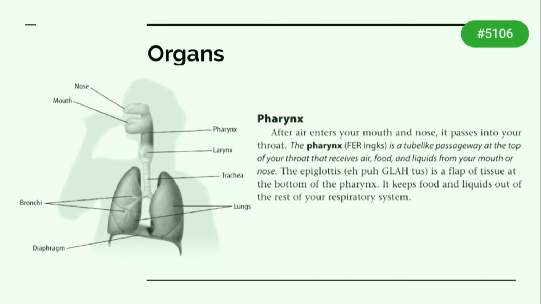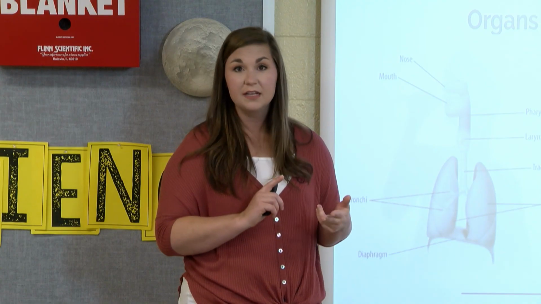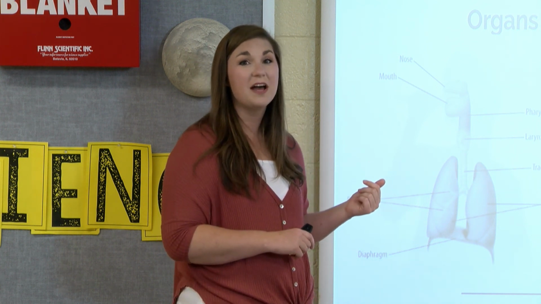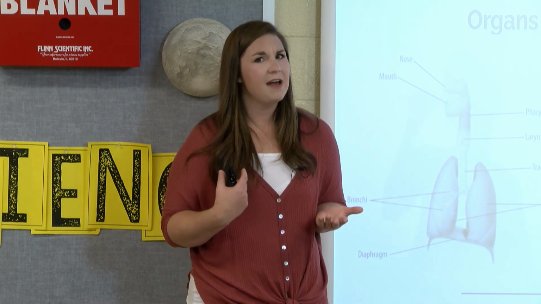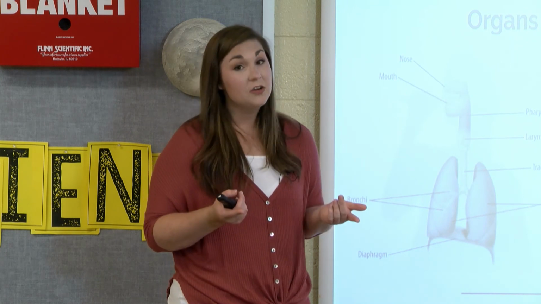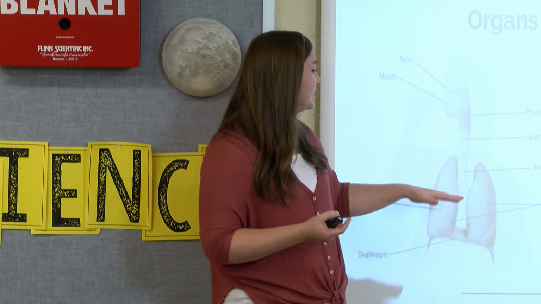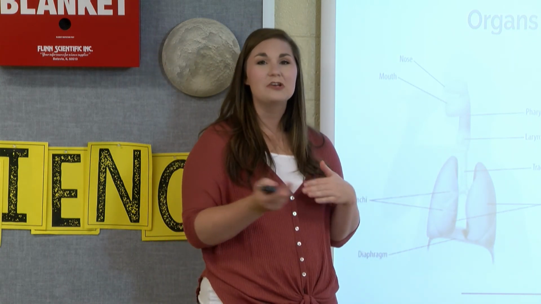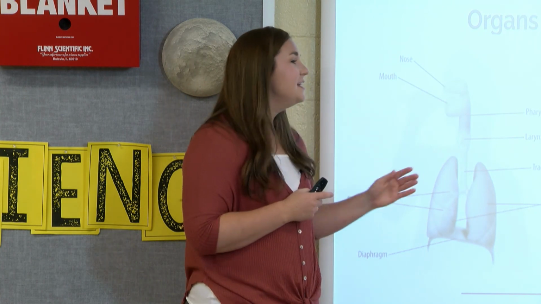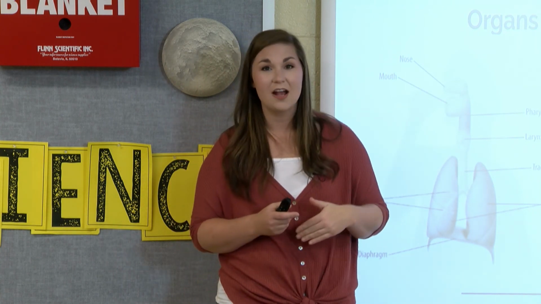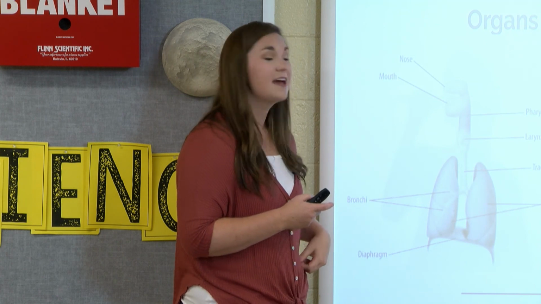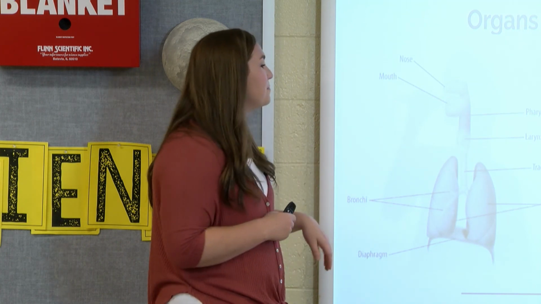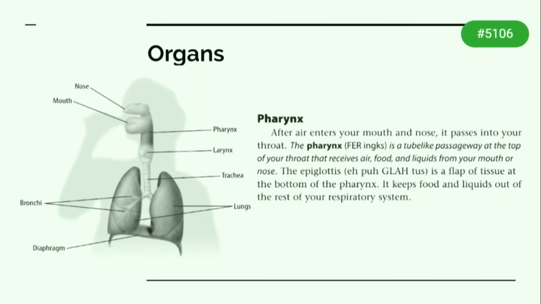Now, not only will air come in, but your food and liquids that you take in can go through there as well. And you're thinking, well, I don't want to breathe in my food or my liquids. You're right, you don't want to. So at the end of the pharynx, there's a flap that can close off or open, and it keeps anything other than air coming into your respiratory system. So that flap is very helpful. The epiglottis is what we call that flap. It's a flap of tissue at the bottom of your pharynx, so right down here.